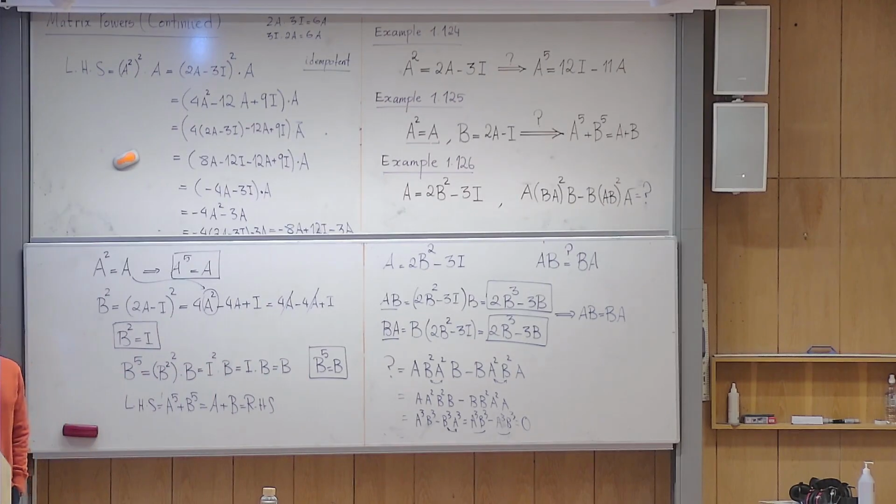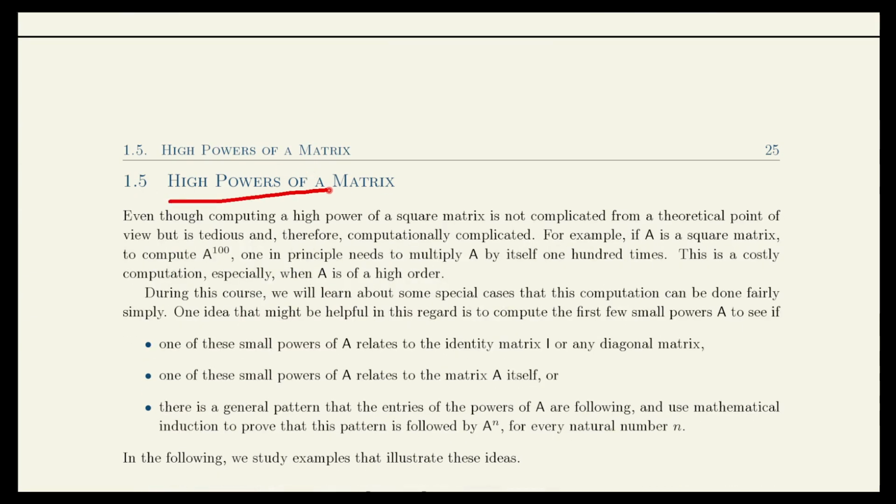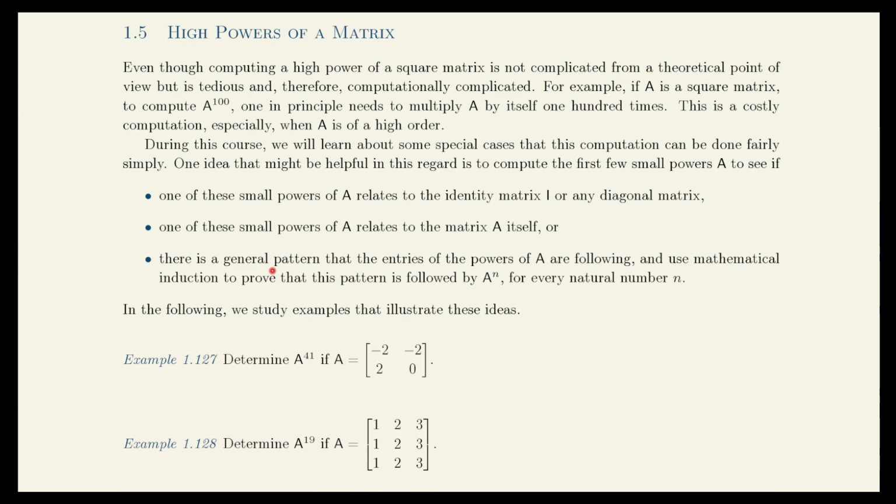So I want to start the last part of this matrix powers. So high powers of matrices. I put it in a different section because sometimes it is important. So if you don't mind, let me just read it to see if I have made any mistakes in my writing. Even though computing a high power of a square matrix is not complicated from a theoretical point of view, it is tedious and therefore computationally complicated. For example, if A is a square matrix, to compute A to the hundredth, one in principle needs to multiply A by itself 100 times.